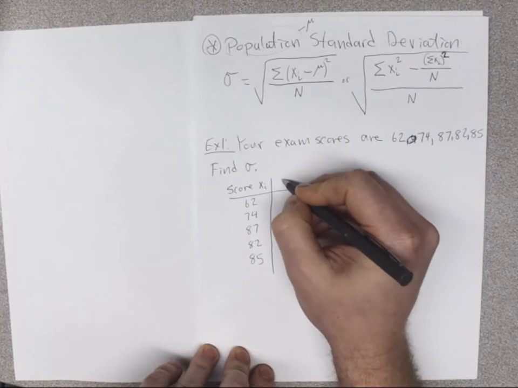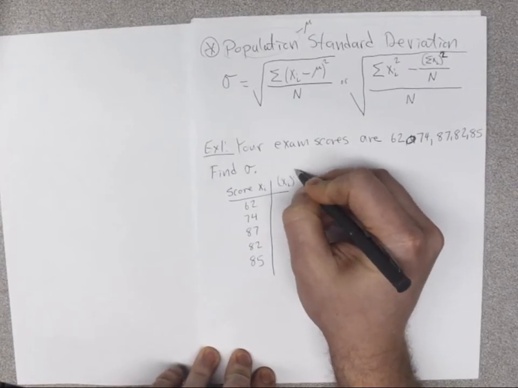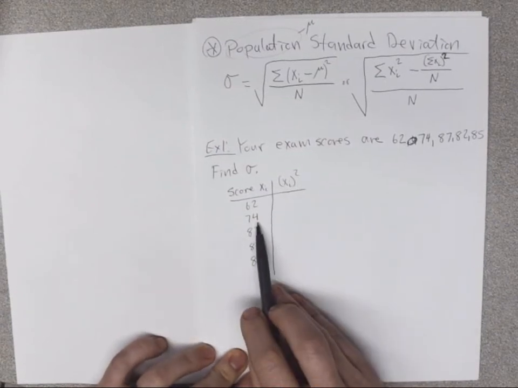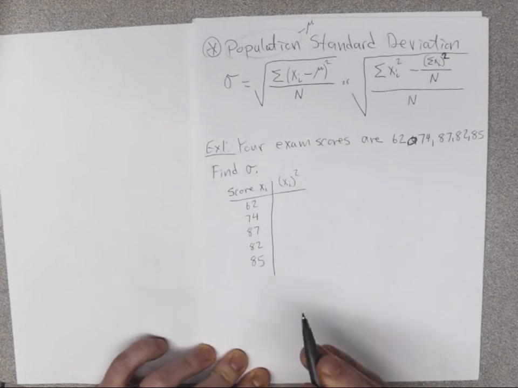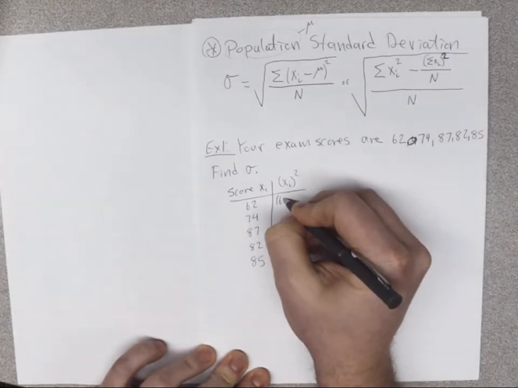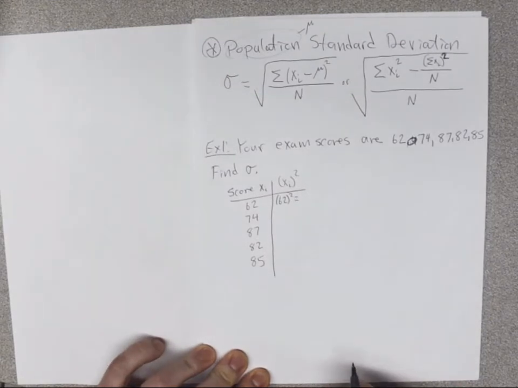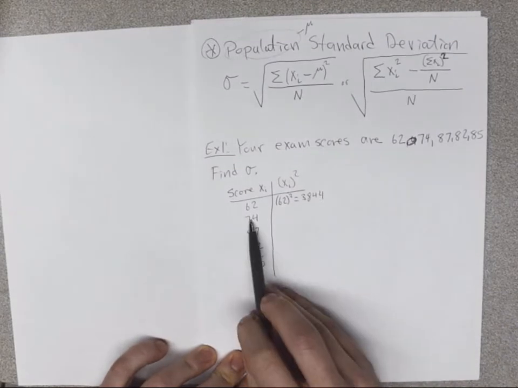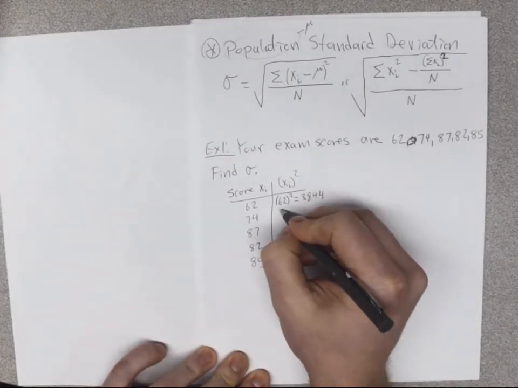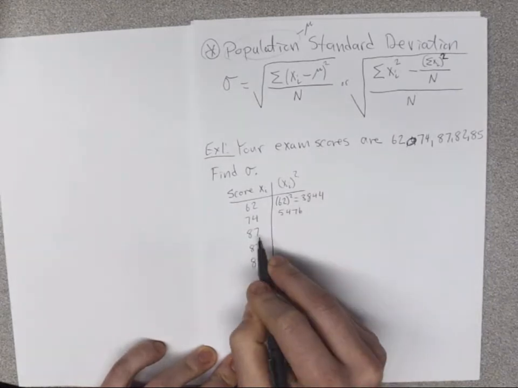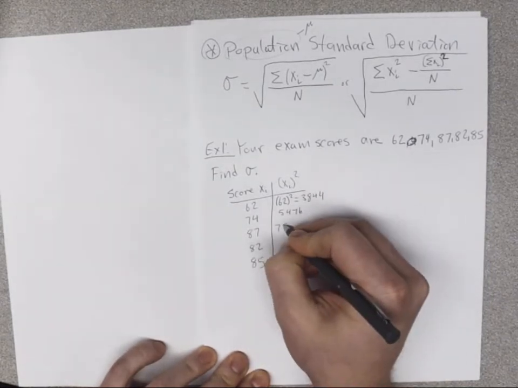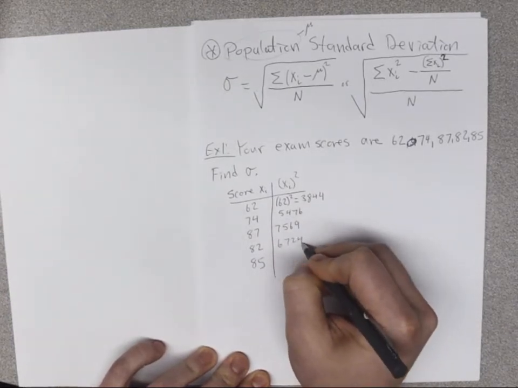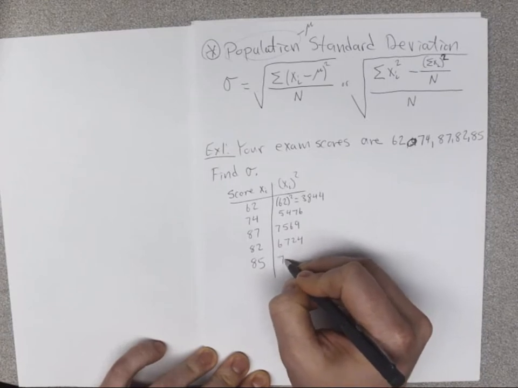So what we're looking for here is we want the observations squared. So I just wrote xi quantity squared. So I'm going to take each of these numbers and I'm going to square it. That's all I'm doing. So for the first one, I'll actually write it out. 62 squared is equal to 3,844. And then I'm going to square 74, and I'm just going to write the answers down. 5,476. 87 squared, 7,569. 82 squared is 6,724. And 85 squared is 7,225.